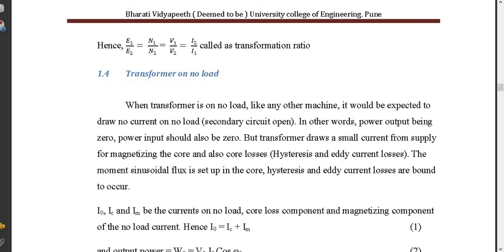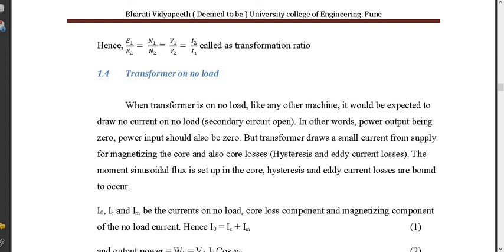Now let me proceed to the transformer on no load. When I say transformer on no load, the secondary is open circuited, or another way to put it is the secondary circuit is open, meaning there is no load connected over there. So that is what we are going to discuss now, the transformer on no load.